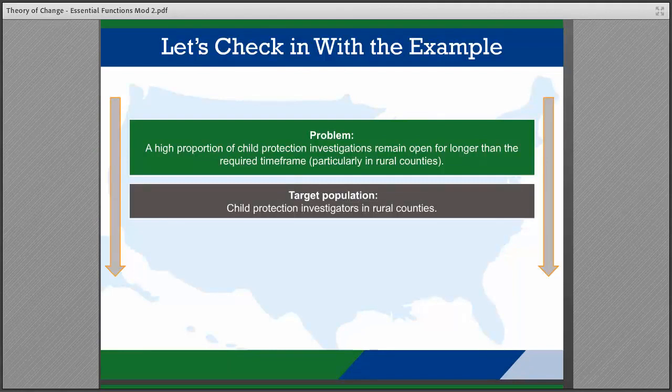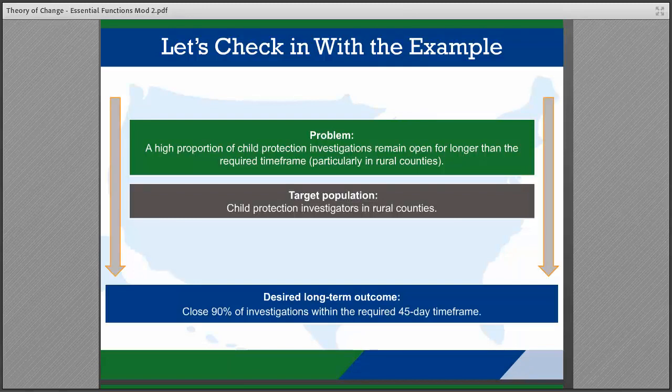Let's check back in with our example. After establishing a starting point for the theory of change with the problem statement of a high proportion of rural child protection investigations remain open longer than they should, and the target population of child protection investigators in rural counties, the team takes time to determine their long-term outcome. What will change for the target population? How will people, organizations, and systems be different? Remembering that it is important for outcomes to be specific, achievable, and understandable, the team lands on the long-term outcome that 90% of investigations are closed within their required 45-day time frame.